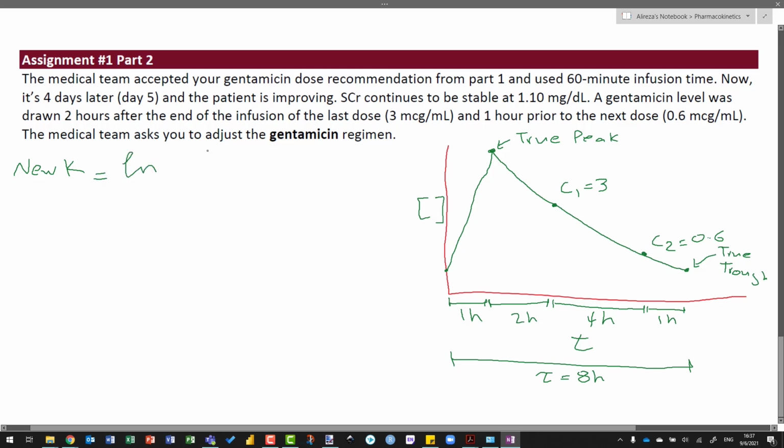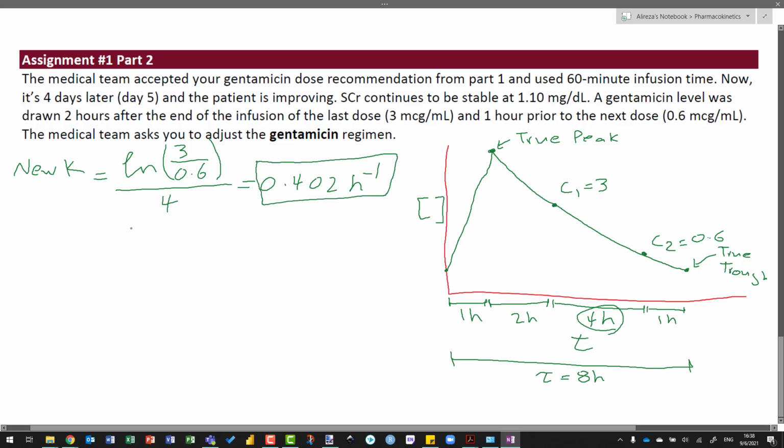So basically, you say your ln of your C1, which is 3, divided by C2, which is 0.6, and then this is divided by the time between the two. So we calculated this to be 4. So 4 goes here in the denominator, and that will give us 0.402 in inverse hours. So from now on, we're going to use this K for any calculations we do.